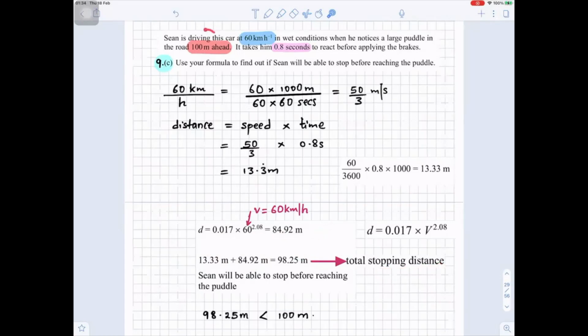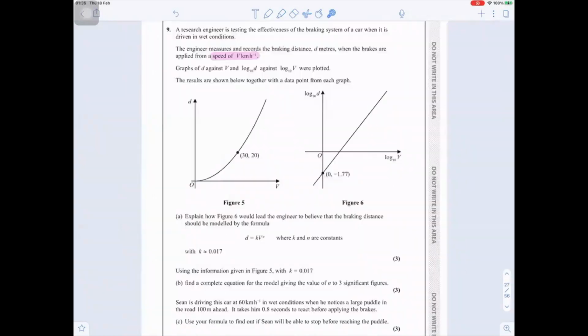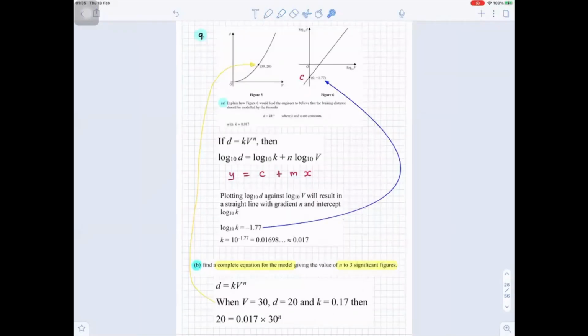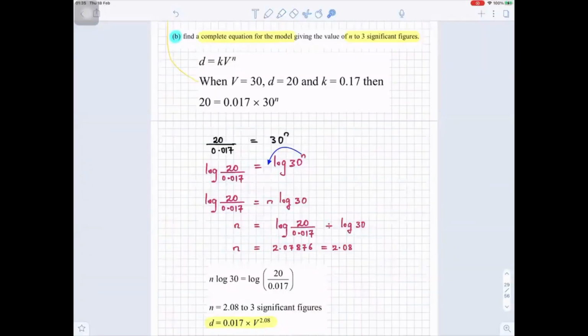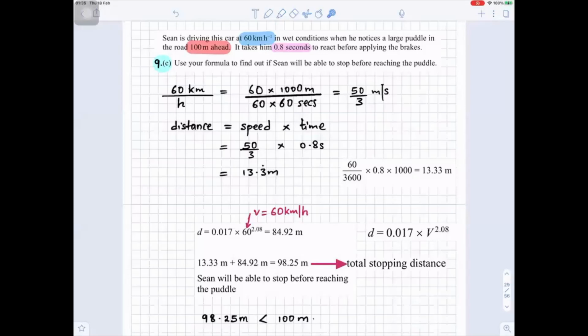But that is smaller than 100. So Sean will be able to stop before reaching the puddle, because the puddle is 100 meters away and he only needs 98.25 meters to stop. That's question 9. Question 9A and 9B. And for 9B, remember the 30 and 20 came from those numbers there. So question 9B and question 9C.